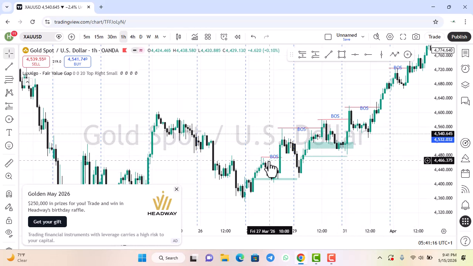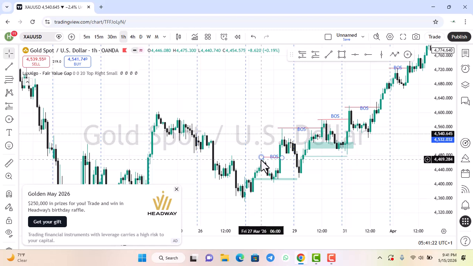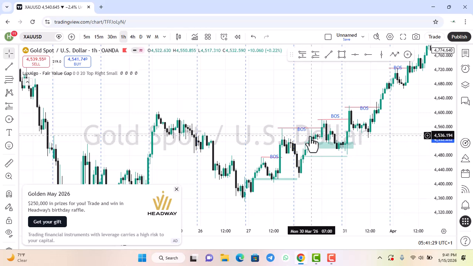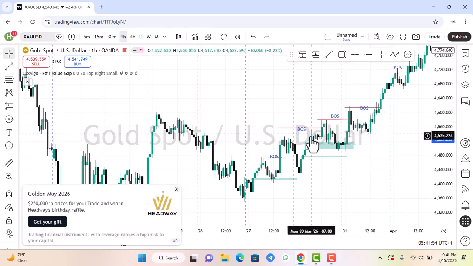Why is this a valid break of structure? Because a body of a candle close above the recent higher high. The same thing here. When price gets to this zone here, we did not have break of structure yet until this candle, this bullish candle here, close above the recent higher high. That is when we have a valid break of structure. The same thing here, a body of a candle close above it, break of structure, valid one. The same thing here. So after we have a valid break of structure, market print a new higher high.